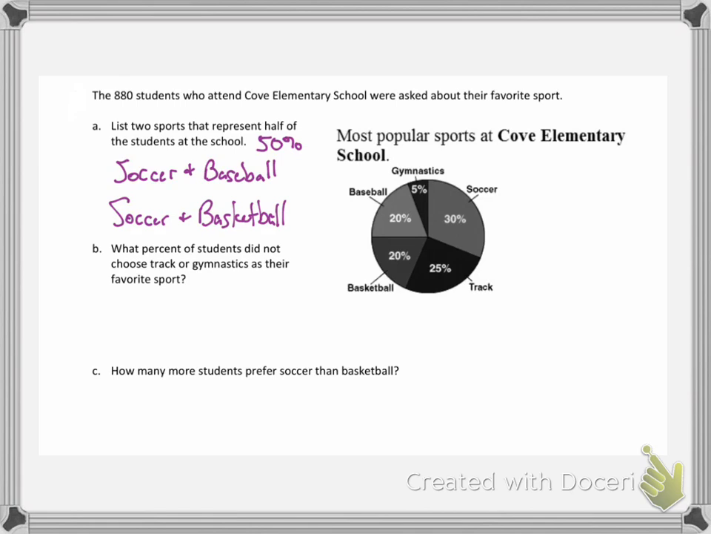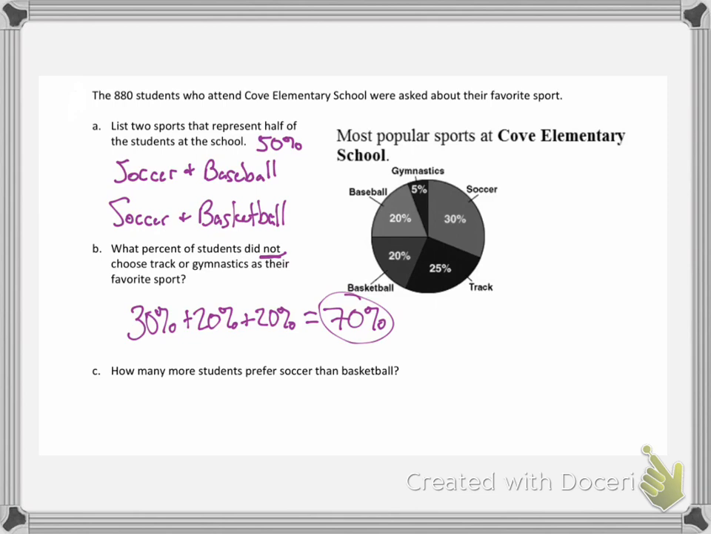Part B, what percent of students did not choose track or gymnastics as their favorite sport? The key word is not. We want to know who did not choose track or gymnastics. So I want to choose everything that's not those things. Soccer is not one of those sports. That's 30%. Same with baseball, that's 20%. And basketball. In total, 70% of students did not choose track or gymnastics because they chose the other 3 sports that were listed.